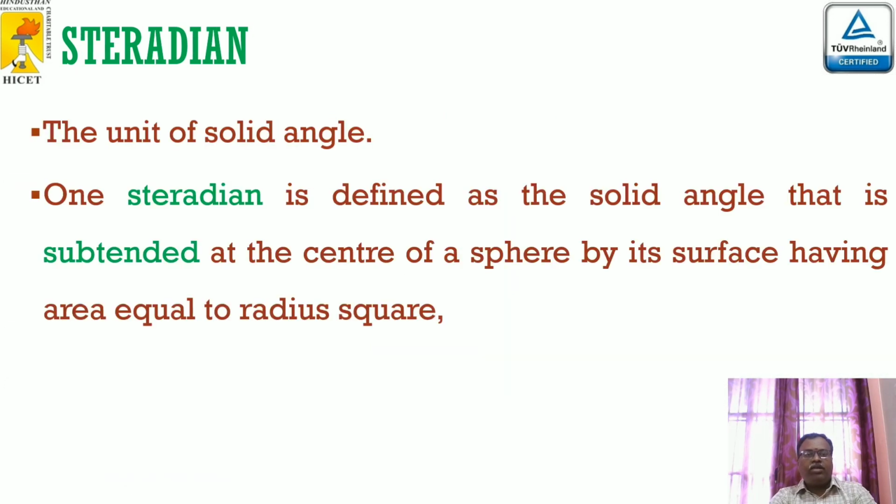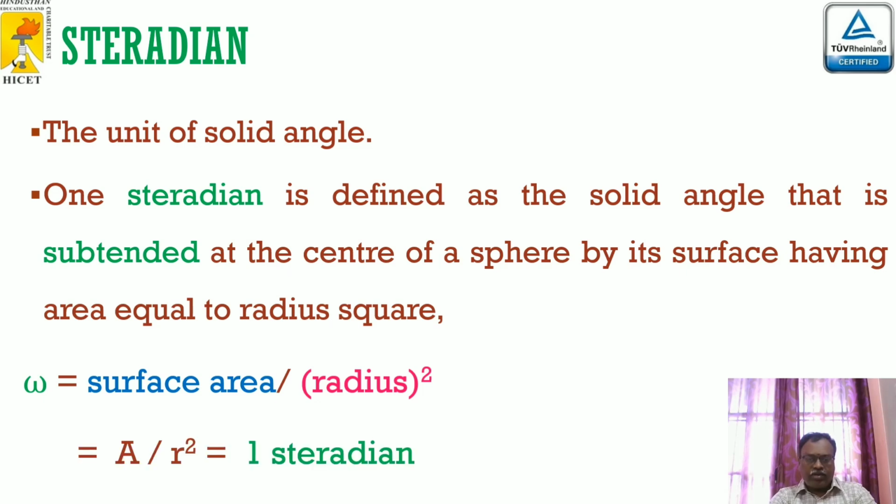And what is called a steradian? Steradian is the unit of solid angle, and one steradian is defined as the solid angle subtended at the center of the sphere by its surface having area equal to its radius squared. Therefore, omega equals surface area divided by radius squared, which equals 1 steradian.